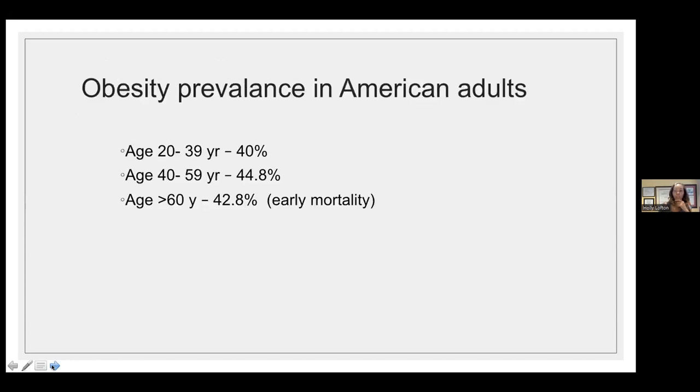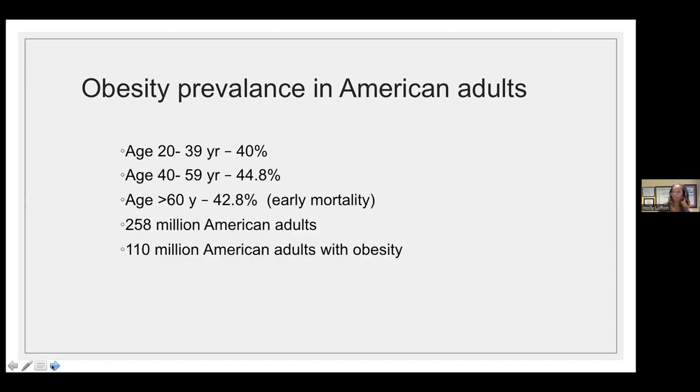So again, the obesity prevalence in Americans is increasing, and also in adolescents. And the reason we don't see it as much above 60 is because there is early mortality, unfortunately. There are 110 million American adults with obesity. And I just bring this up. This number is really astounding. But again, it encompasses that we're all treating patients with obesity.